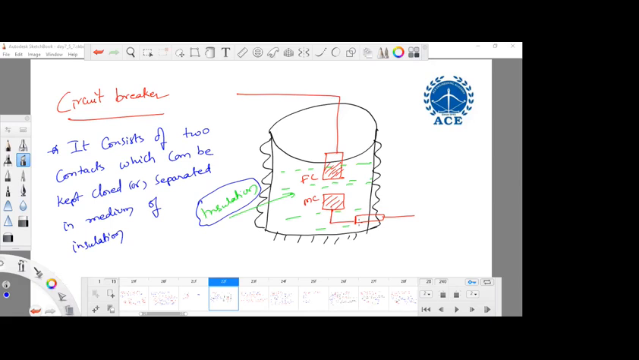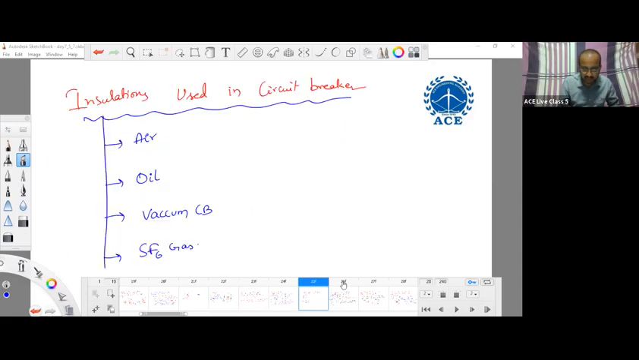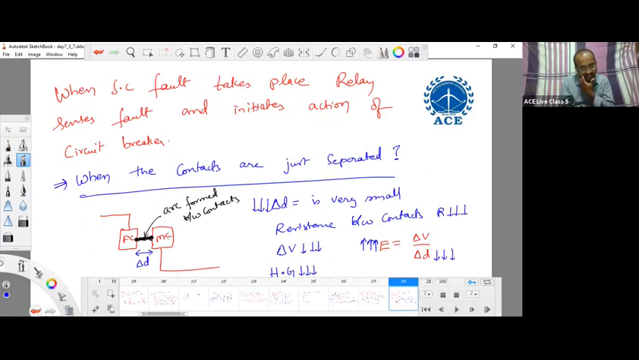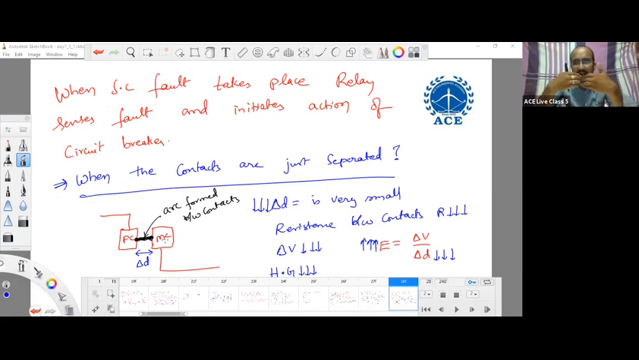When the contacts are just separated, initially when the contacts are closed, there will not be any arc. Whenever they are just separating, the high electric field intensity exists and an arc will result between those two contacts.